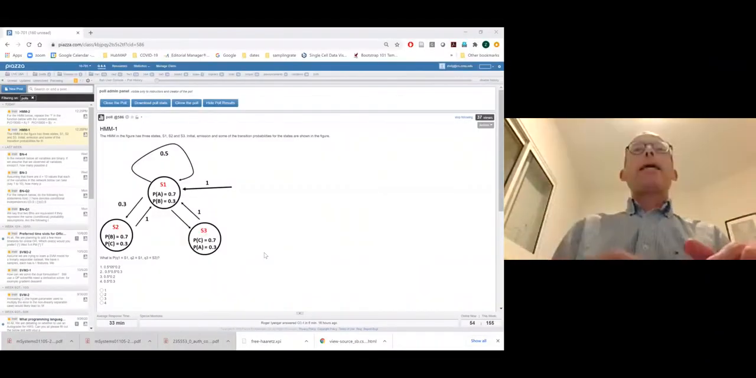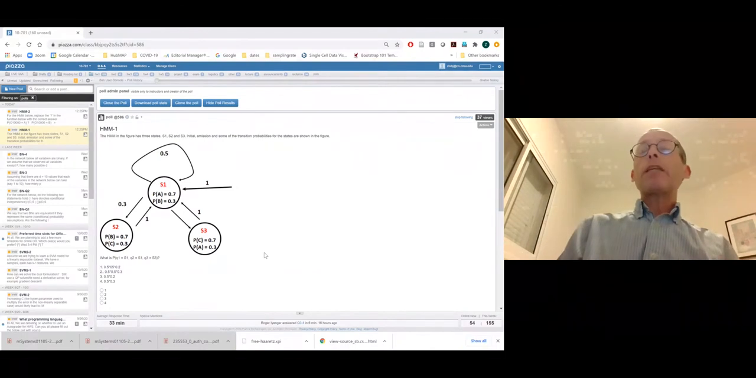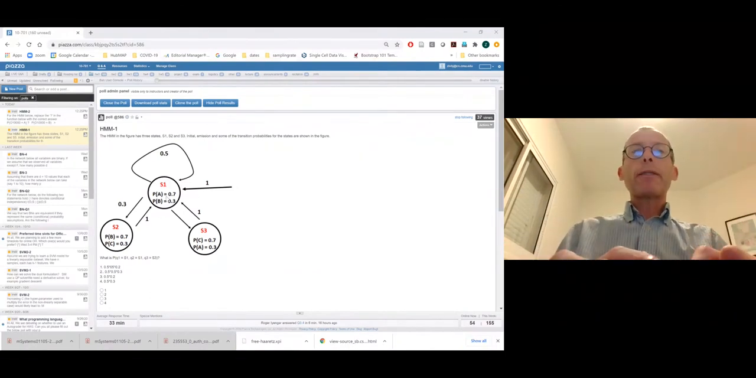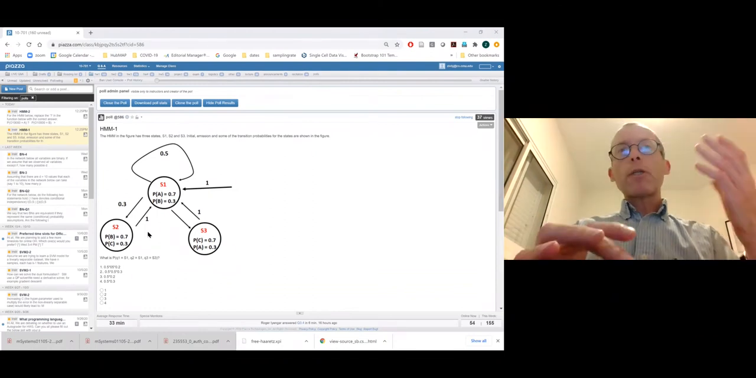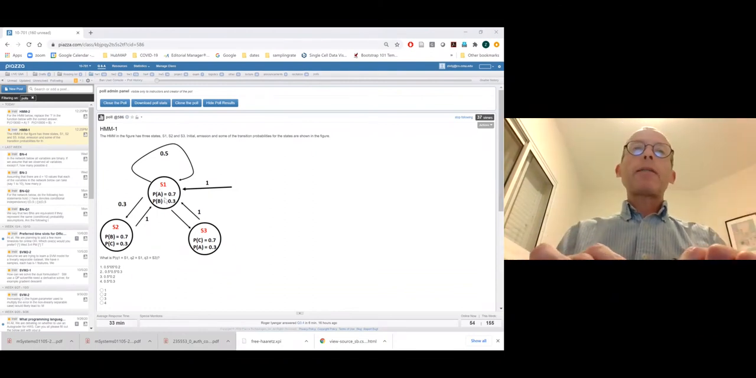Okay, so the first question I asked you was, I give you an HMM. The HMM is fully defined, so you have all the emission probabilities listed in each state. You didn't have to use them in this question, but in general, they're listed here. And these are the transition probabilities. I'm missing one transition probability. I didn't write it here.